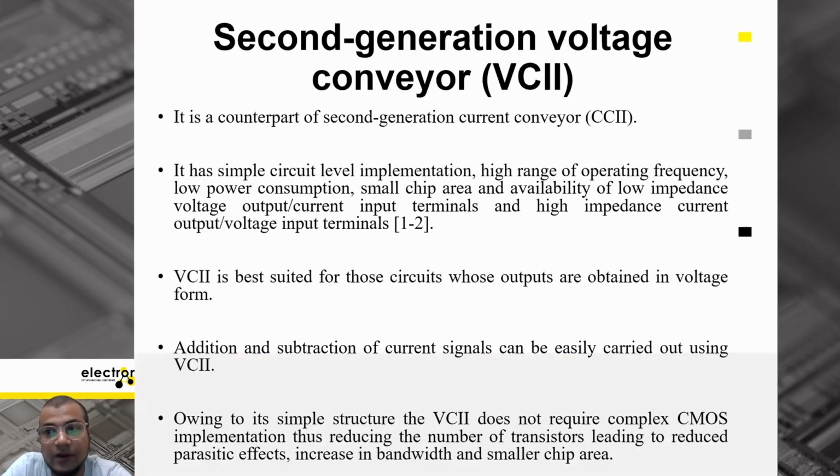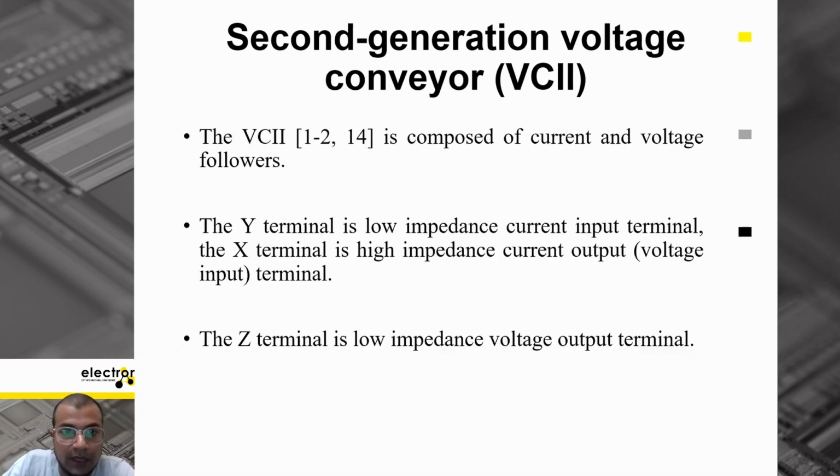Now, the second generation voltage conveyor is a counterpart of the second generation current conveyor, where the information is processed in the form of current. But VC2 is best suited for applications where the output is in the form of voltage. It is made up of two stages. The first stage is a current follower stage followed by a voltage follower stage. So there are current followers and voltage followers.